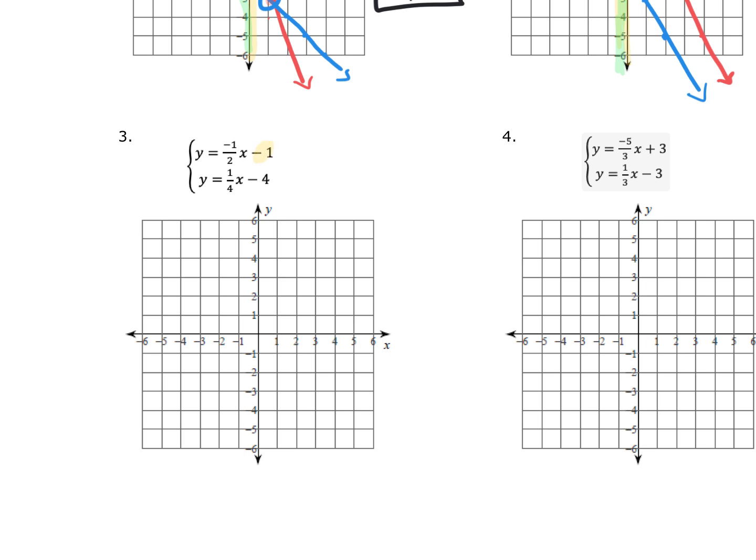I'm going to start at this -1 on this line, my y-axis. So my first point goes on -1. And then this one gives me two numbers for my slope. So my first one is going to be -1 over +2. So I'm going to go down 1, to the right 2. If I can't go down to the right, I'm going to go up and to the left. And then I'm just going to connect those points together.